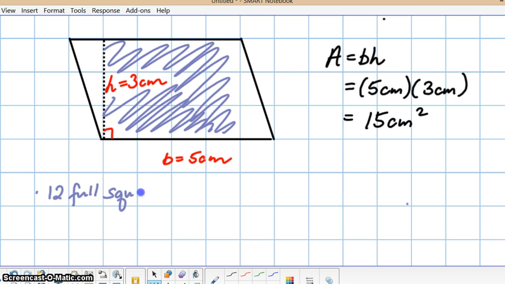Okay, now we do 12 full squares. Now, we count squares that are almost full, okay? So we count squares that are almost full. I'm going to color those in green. This one's almost full, and this one's almost full, okay? So that's 2 squares. Let's say almost full.